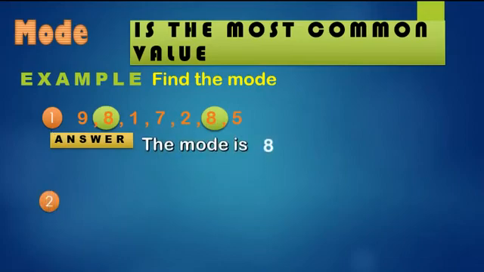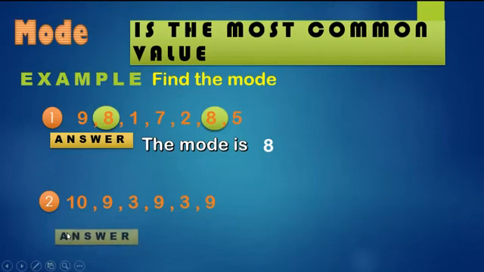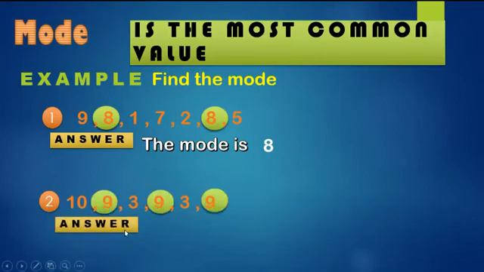The next one, if we have 10, 9, 3, 9, 3 and 9, here we have 9 repeated 3 times and 3 repeated 2 times. Then we got that 9 is repeated more than 3, then the mode here is 9, it's repeated 3 times. Then the mode is 9.